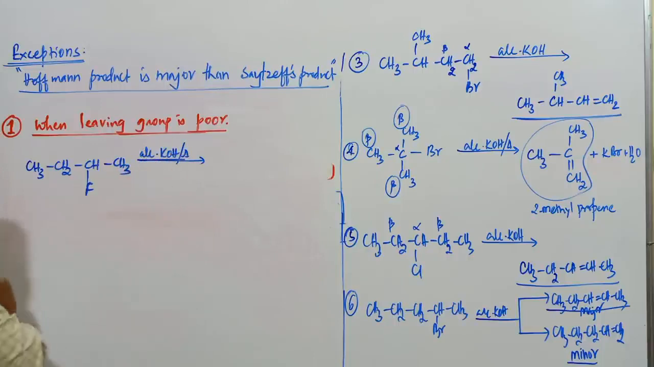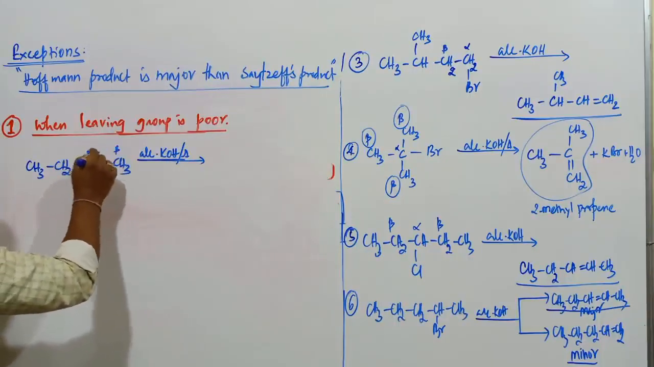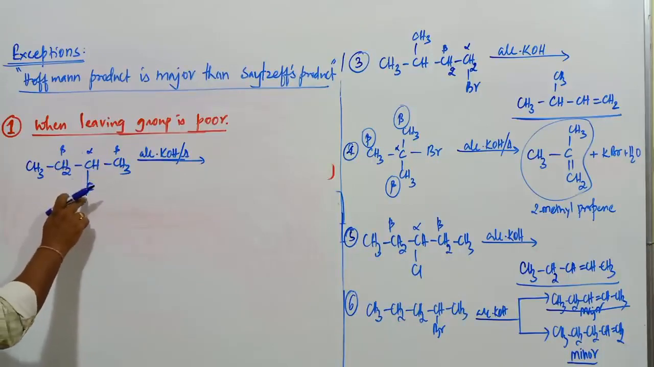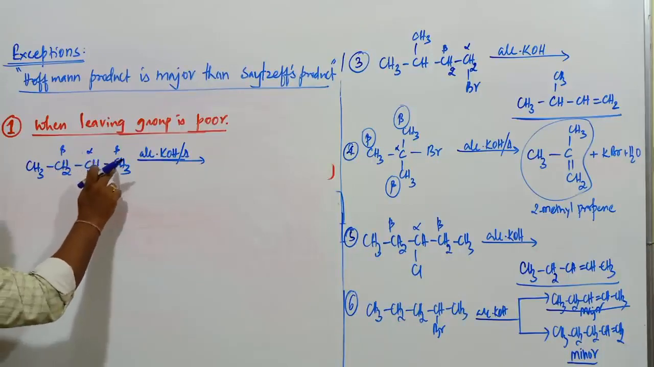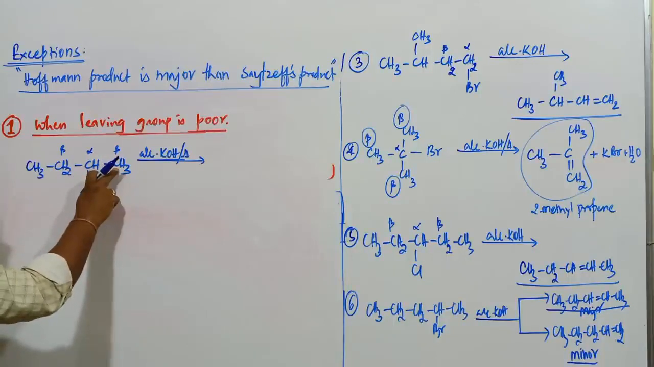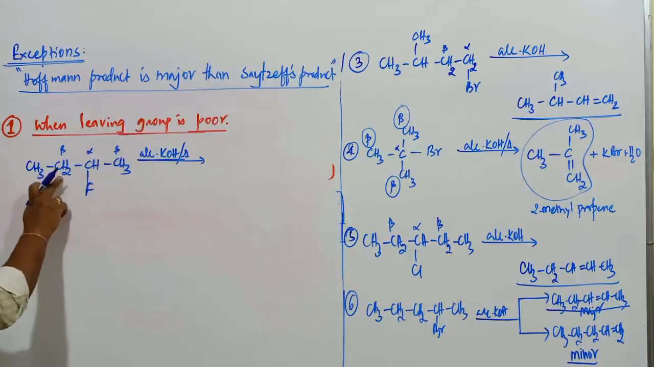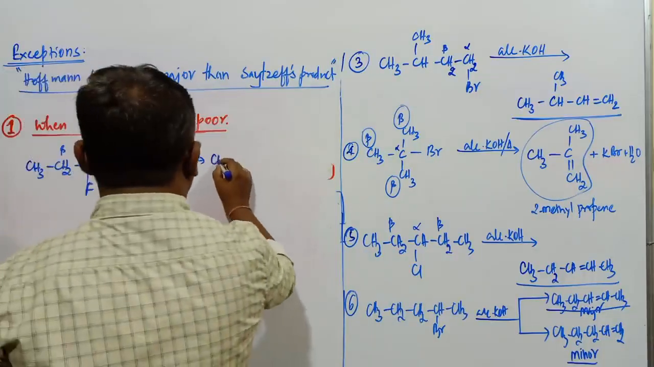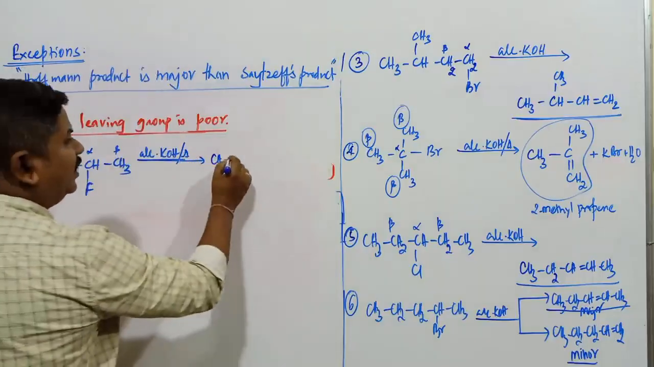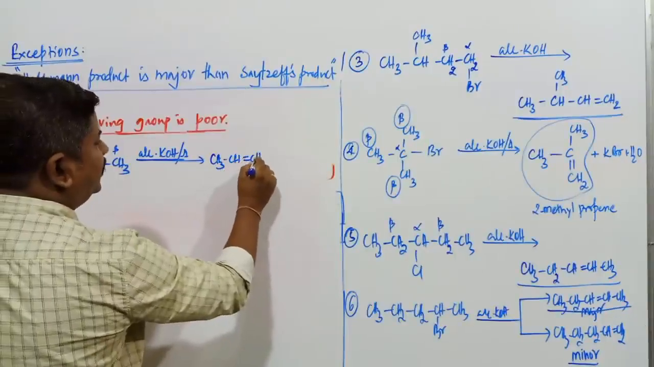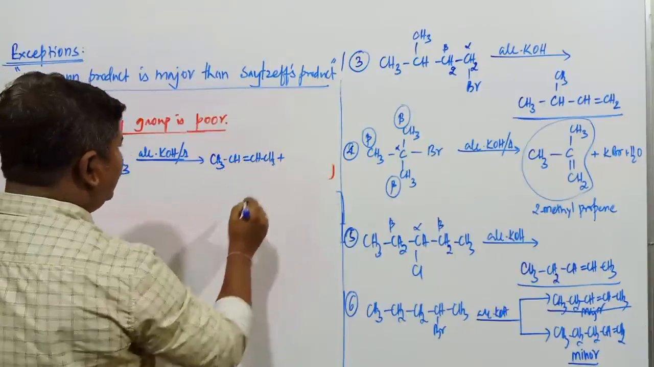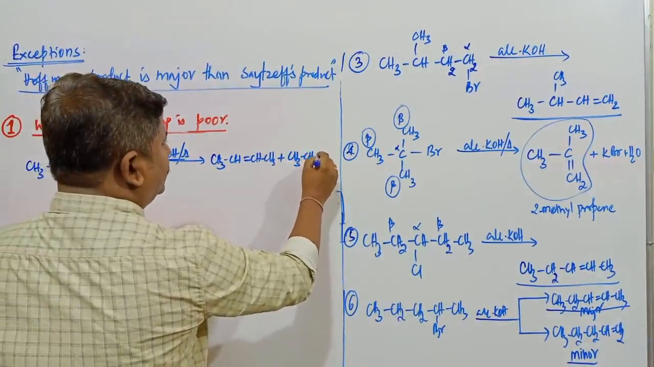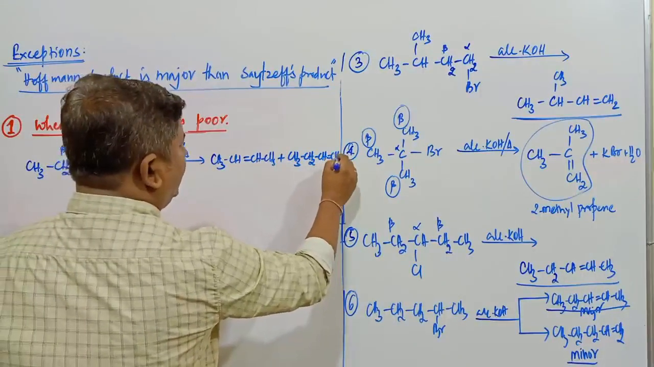Two products are possible here. This is alpha, this is beta and this is beta. The alpha carbon atom has the fluorine, which is eliminated. If hydrogen is eliminated from this carbon atom, but-1-ene is formed. If hydrogen is eliminated from this carbon atom, but-2-ene takes place. So I'll write both the products. This is CH3, next one CH, double bond CH and CH3. Another product is CH3, next one CH2, CH double bond CH2.